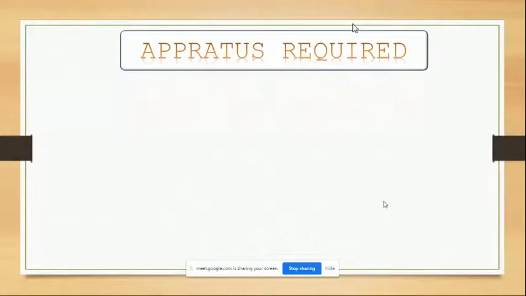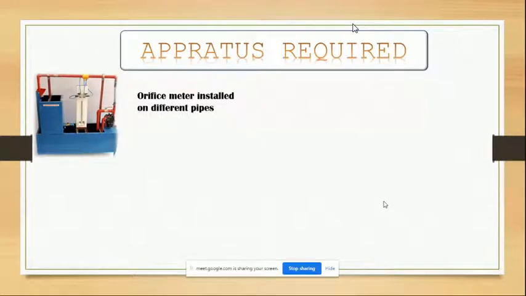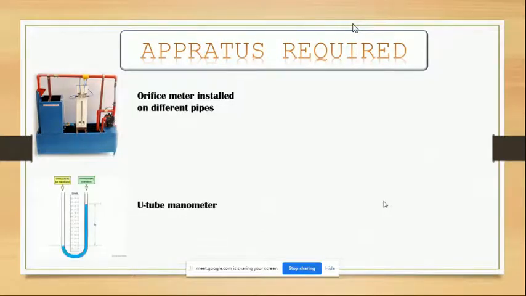So the first is the orifice meter, which is installed on the pipes, and it is connected to a supply tank and a measuring tank. The next is the U-tube manometer, which is also connected to the orifice meter. It is used to calculate the pressure difference.